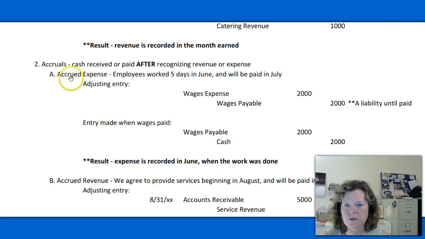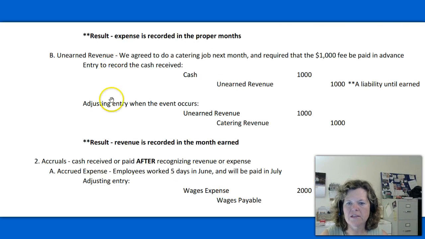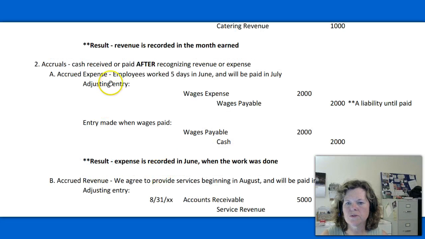We have two types of accruals. The first is accrued expenses, and the example I have here is employees worked 5 days in June and will be paid in July. So with accruals, the adjusting entry comes first. If you recall up here with the prepaids, the adjusting entry came second. So with accruals, we make the adjusting entry first, and in this case, we're going to debit wage expense for $2,000, and we're going to credit wages payable $2,000. And again, this wages payable is a liability until it's paid, because we owe this to the employees. They've done the work, and we've promised to pay them.